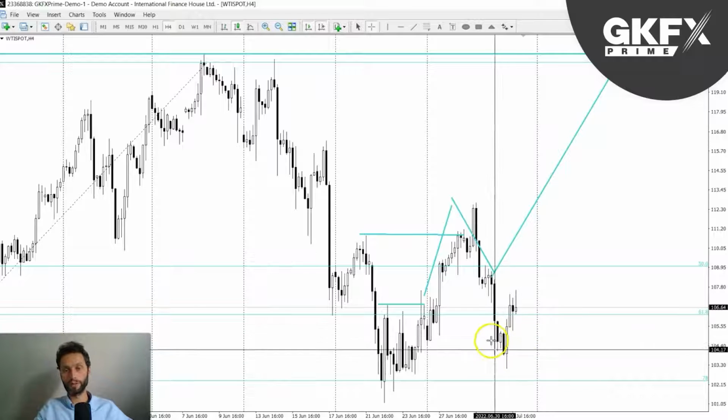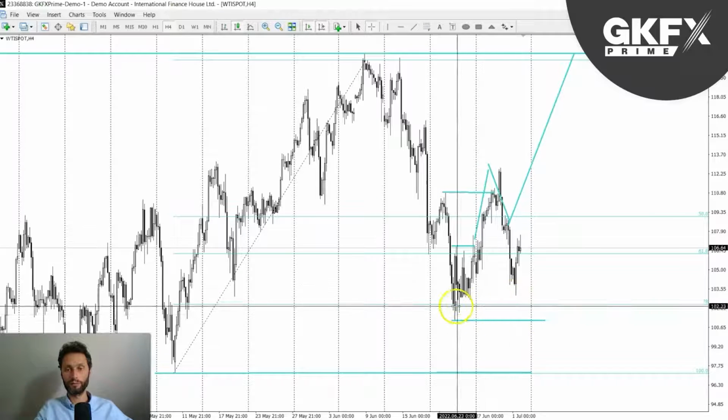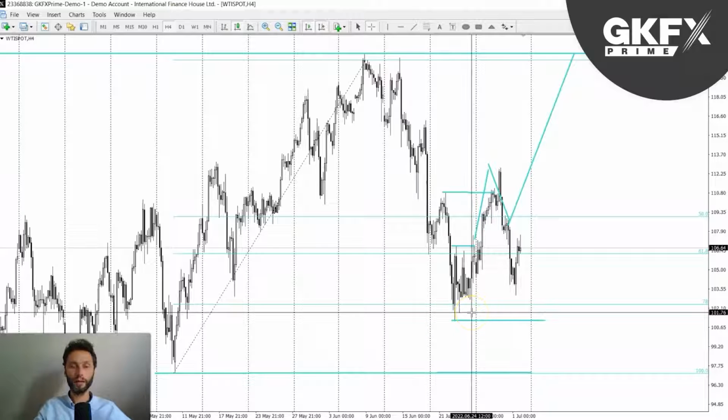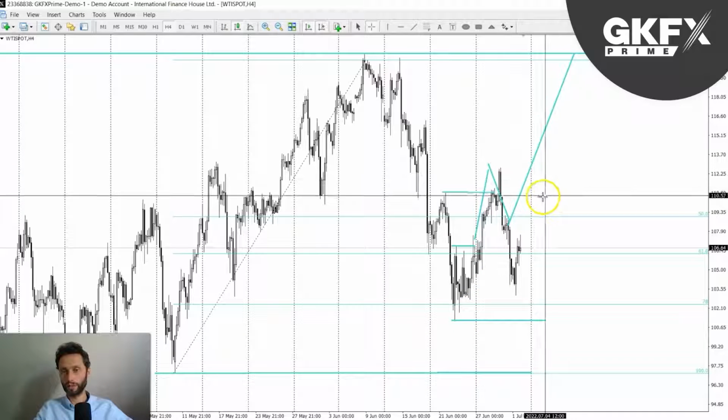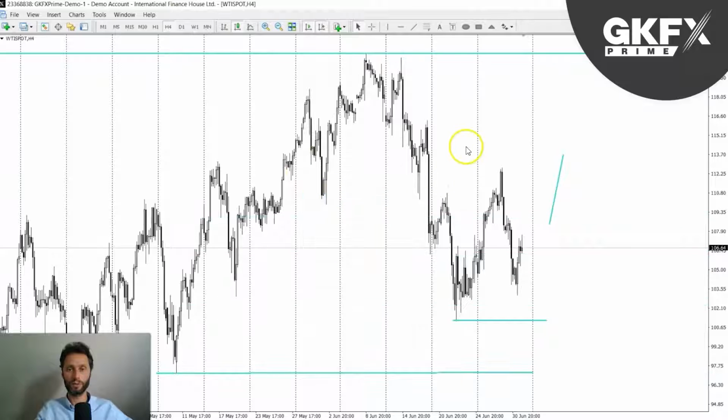So if this is indeed that pullback swing, we should not see a break below this level, and this level should indeed hold. If that's the case, and if the market is continuing higher, then we should see clear momentum to the upside. Let me just delete these. Might be a bit easier to see. Get rid of these lines, just clean up the chart a little bit. I'll take away this fib as well.